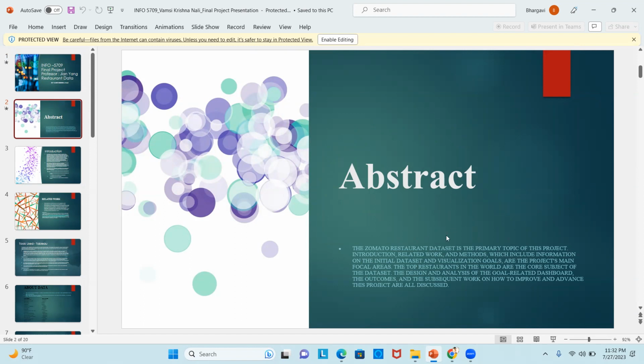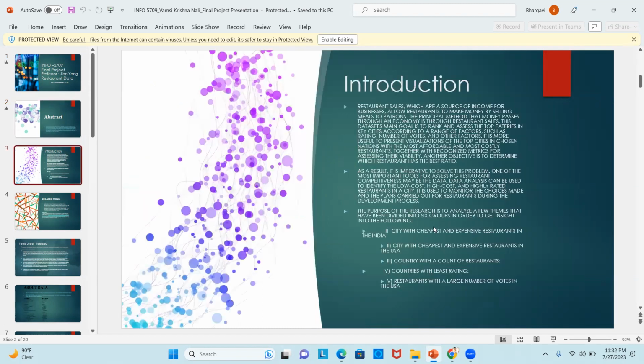This includes the information of the initial dataset, and the visualization goals are the main area of the project to be in focus. The top restaurants in the world are the core subject of the dataset. How to improve and advance this project is also discussed.